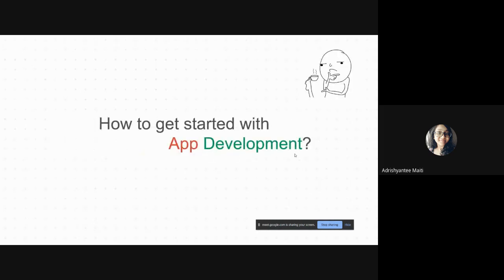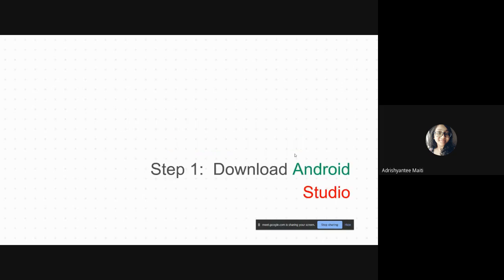Okay, how to get started with app development? Now coming specifically to app development. Firstly, you need to download Android Studio. This is very basic, like any kind of app development. If you want to test your app, if you want to build your app, then you need to have a software development kit, which is provided along with your Android Studio.